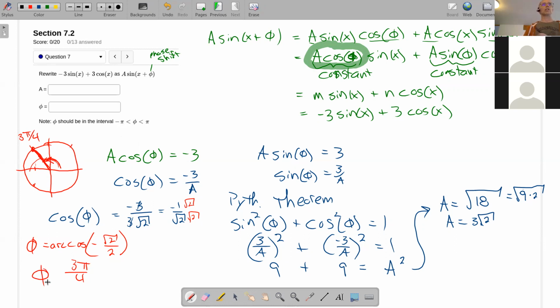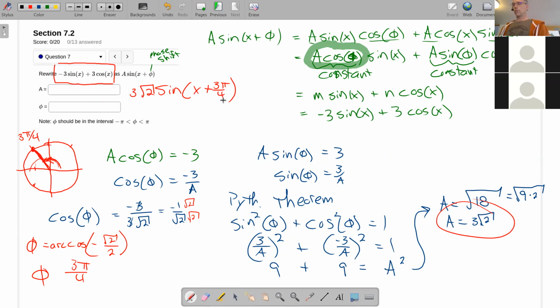So let's graph this to check it out. So I think that negative 3 sine plus 3 cosine is equal to 3 square root of 2 times the sine of x plus 3 pi over 4. That's what I think A is. Whew. As I mentioned, that direction is the harder direction. I don't know of an easier way to come about that. So let's graph it and check.